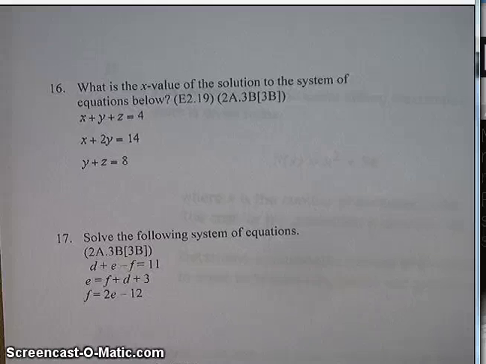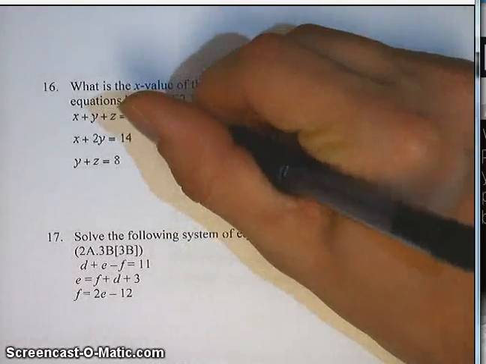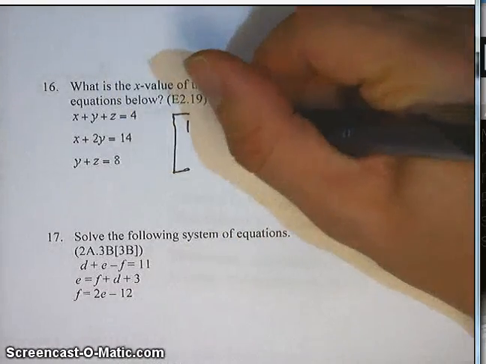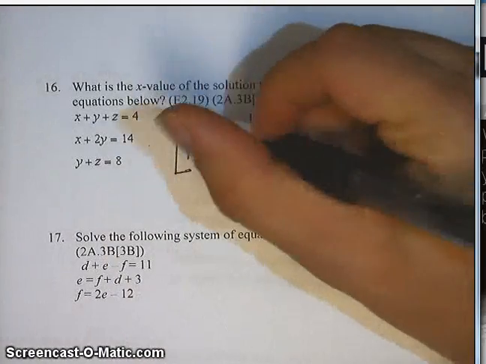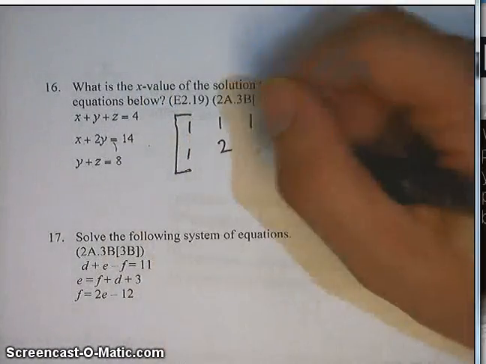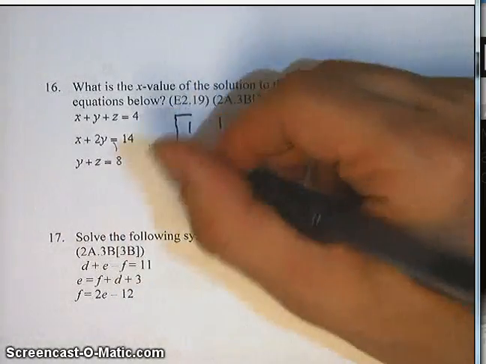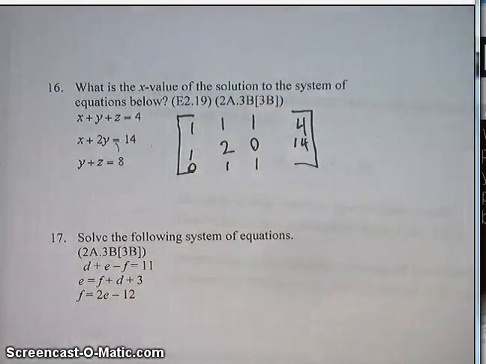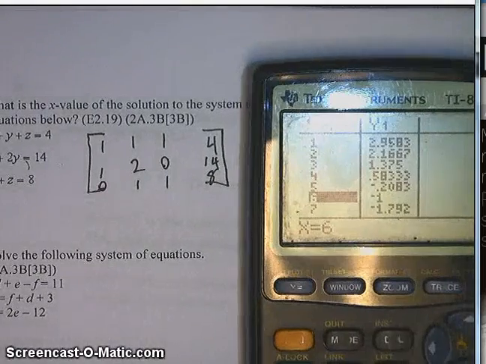What is the x value of the solution of the system of equations below? Well, I could do Gaussian algebra if you prefer, but I would like to do a matrix. Let's let the calculator do the work for us. So the coefficients here are 1, 1, and 1, and all of that equals 4. The coefficients here are 1, 2, and uh-oh, I don't have a z, so I'm going to put a 0, and 14. And then the coefficients for the x in front of that one is a big fat 0, in front of the y is a big fat 1, in front of the z is a 1, and then an 8. So at this point, it's calculator work.